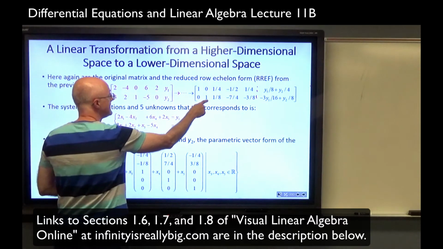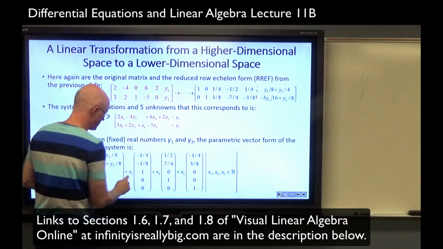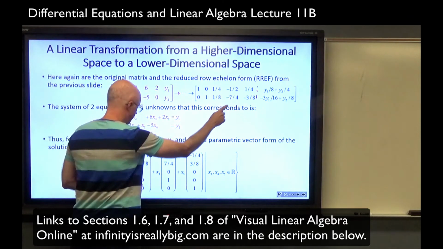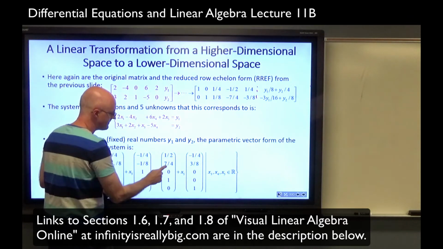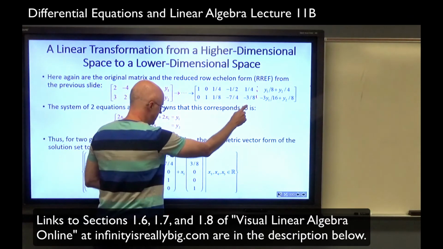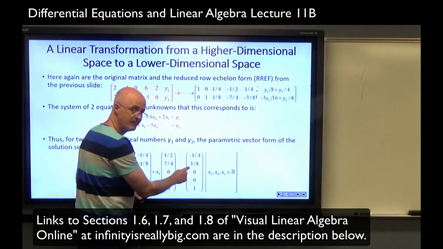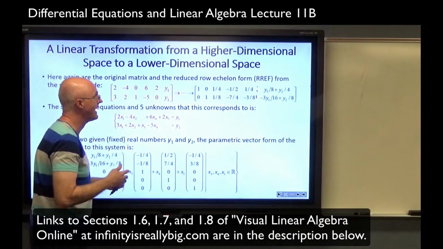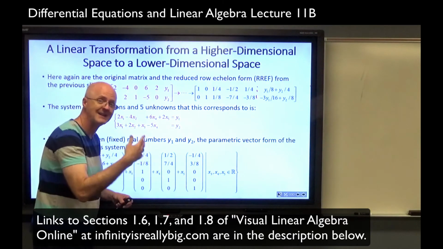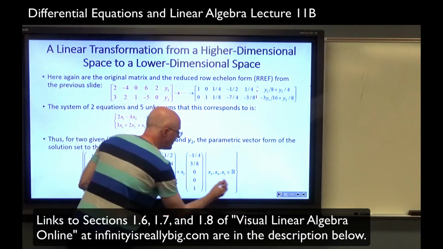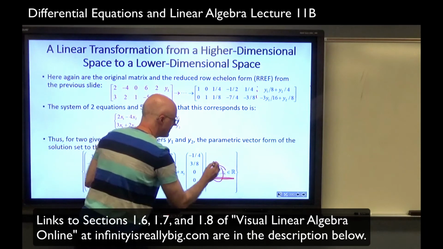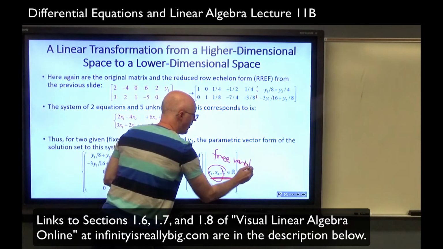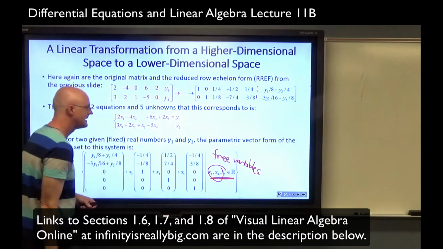x2 is negative 1/8 x3, that's where these two things come in, x3 times negative 1/8, plus 7/4 times x4, that's where these two things come in, plus 3/8 times x5, that's where these two things come in. x1 and x2 depend on x3, x4, and x5. x3, x4, and x5 are called free variables. They are free to vary over the entire real number line.